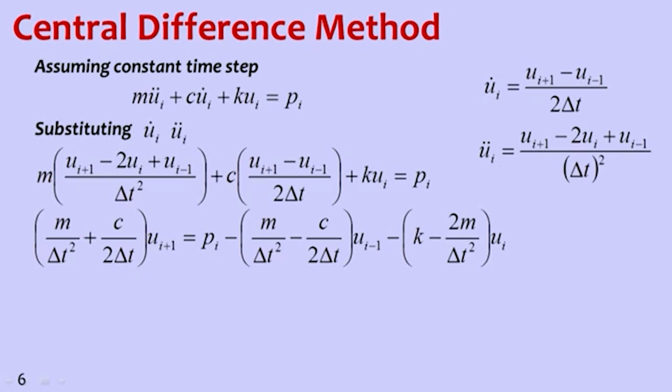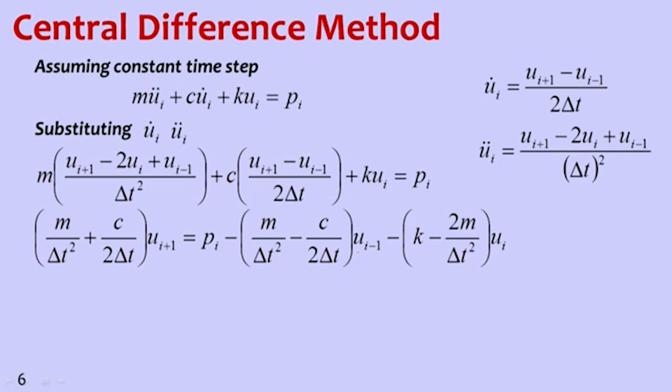So that means mass divided by delta t square will come here, and then c divided by 2 delta t will come here. So, that will give us the coefficient for ui plus 1. We are sending all these things to the right hand side, that is pi minus ui term. If I look at it, k ui is here, and in this one we have another ui term. So, when it goes that side, it becomes minus k minus 2m by delta t square into ui.